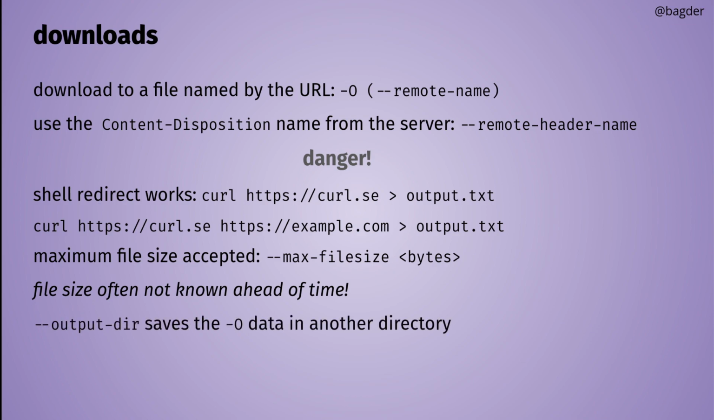Some other fun option that is often used in combination with -O is the output dir option. The -O saves in your current directory by default, so where you run curl, it will save the file, and that's kind of inconvenient sometimes. Then you can use the --output-dir option and say, instead of saving it here in my current directory, save it over there in that other directory.